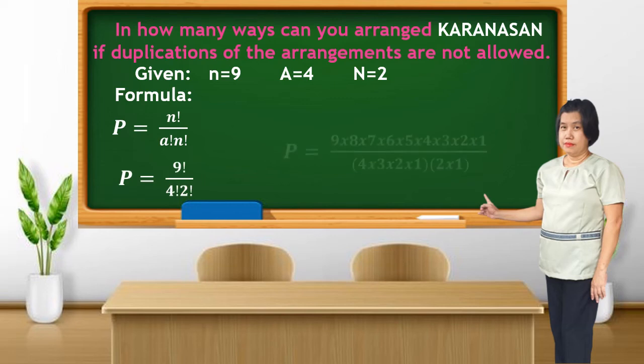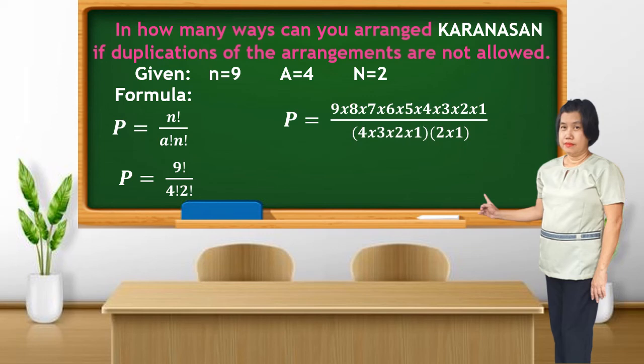9 factorial is equal to 9 times 8 times 7 times 6 times 5 times 4 times 3 times 2 times 1, which is equal to 362,880, all over 4 factorial, 2 factorial, which is equal to 4 times 3 times 2 times 1 times 2 times 1, which is equal to 48. 362,880 divided by 48 is equal to 7,560.